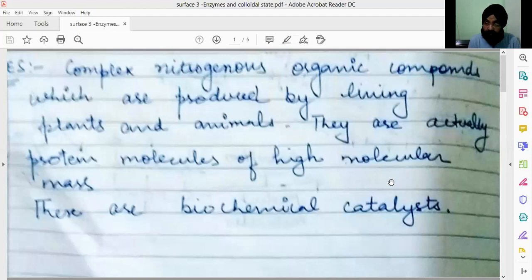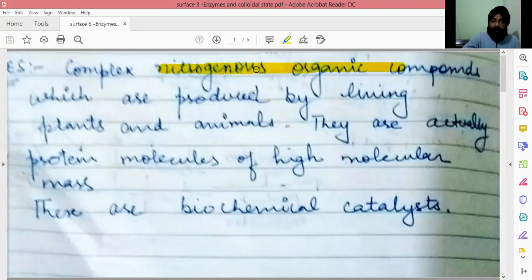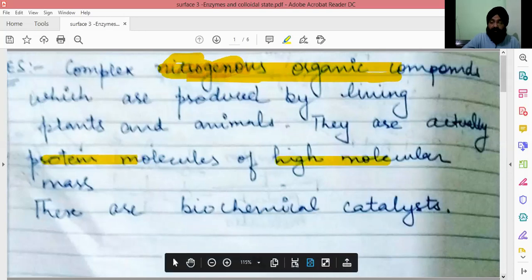So enzymes are the biological catalysts, biochemical catalysts. These exist in the bodies of living beings, and basically these are nitrogenous compounds, nitrogenous molecules, and their function is the same, to enhance the rate of reaction inside the body, or the biological reactions. Okay, so these are the nitrogenous molecules. Basically, these are proteins of high molecular mass, right?